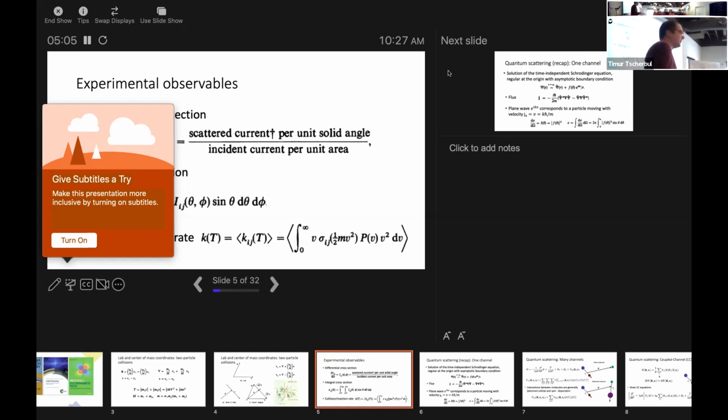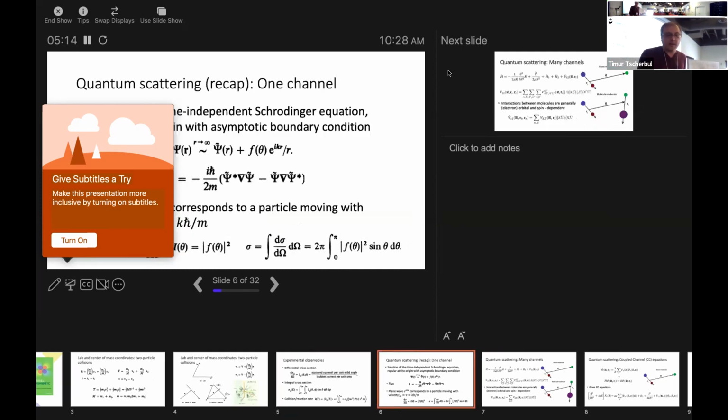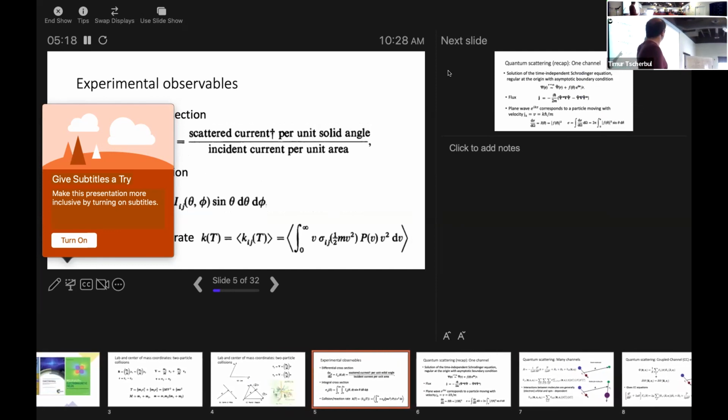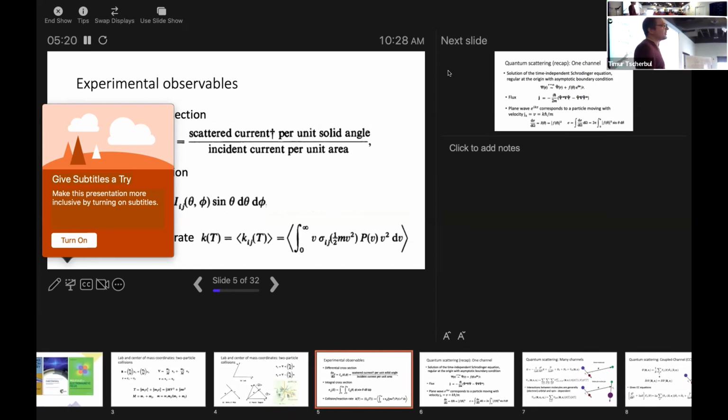You just basically plug in your favorite P of V function in the distribution, you average over it. So that's the collision rate at the temperature. So if you know, basically, the most fundamental quantity from the scattering theory point of view is the differential cross-section. You have the differential cross-section as a function of angles, you can calculate everything else.